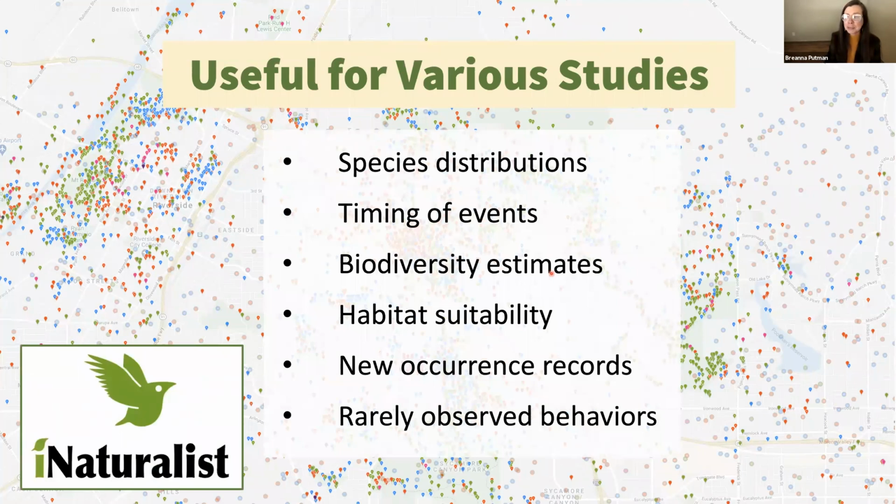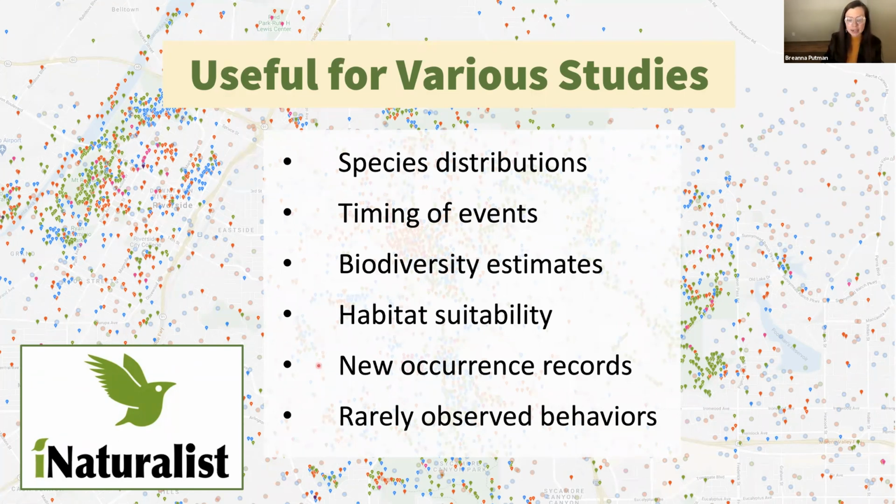And iNaturalist has really been great for various types of studies. So looking at species distribution, so where organisms occur, the timing of events. So for instance, maybe migration of birds. So when birds arrive to certain areas, that can be noted. Or just the timing of, when are you most likely to see these animals? Creating biodiversity estimates, looking at suitability of habitats for different species.